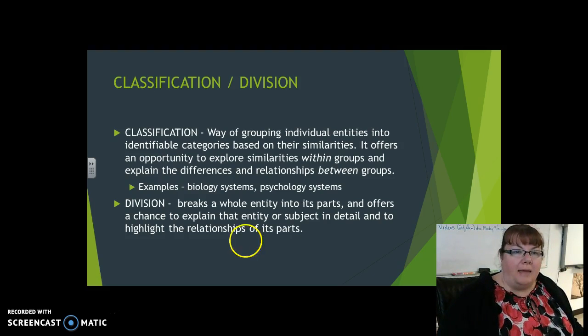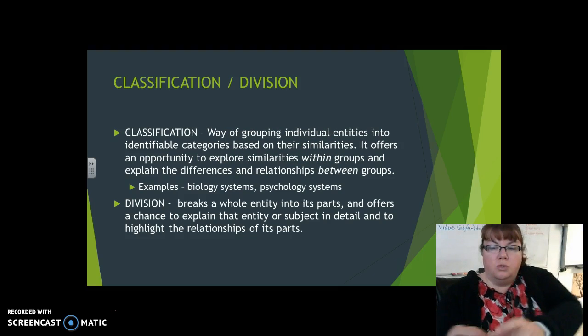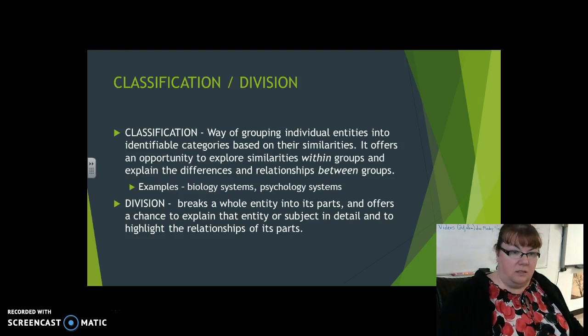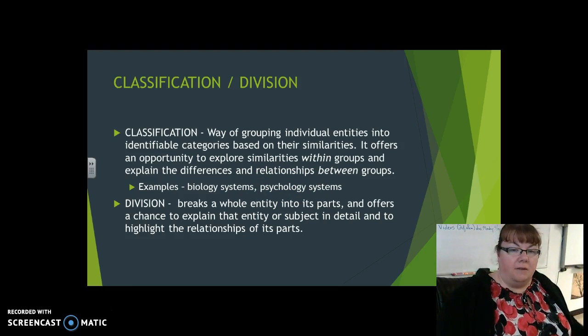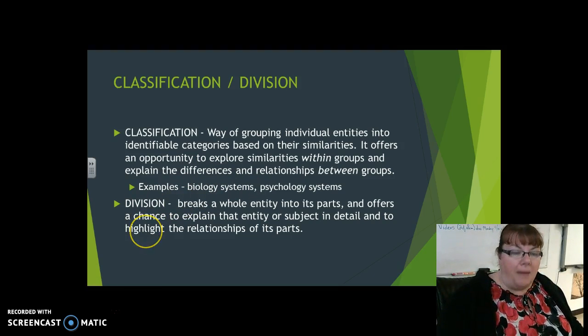Okay, classification and division get paired together. Classification is a way of grouping individual entities into identifiable categories based on their similarities. So all the rocks go over here, all of the jewels go over here, so you're classifying them differently. This is where we usually use science aspects. So we usually have this idea of biology systems, or psychology systems. What types of disorders, what types of health things definitely fit into this idea of classification. And division is this idea of breaking it up. How do we break it up, and how do we get detailed about it?